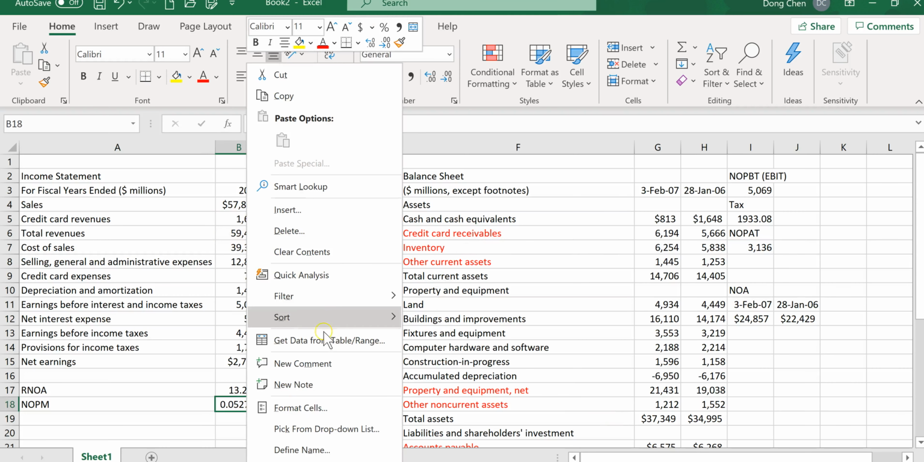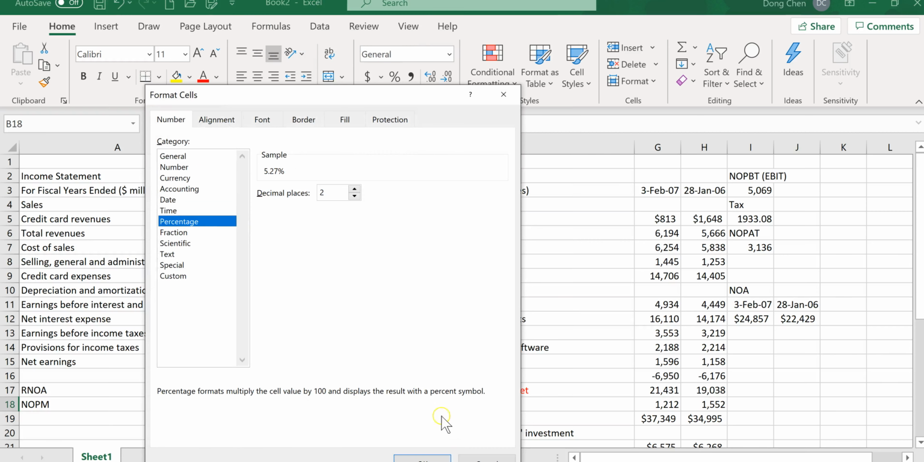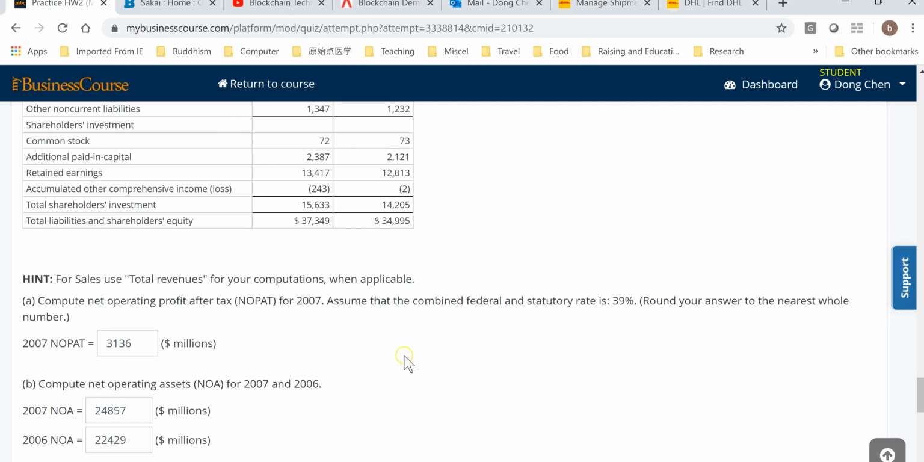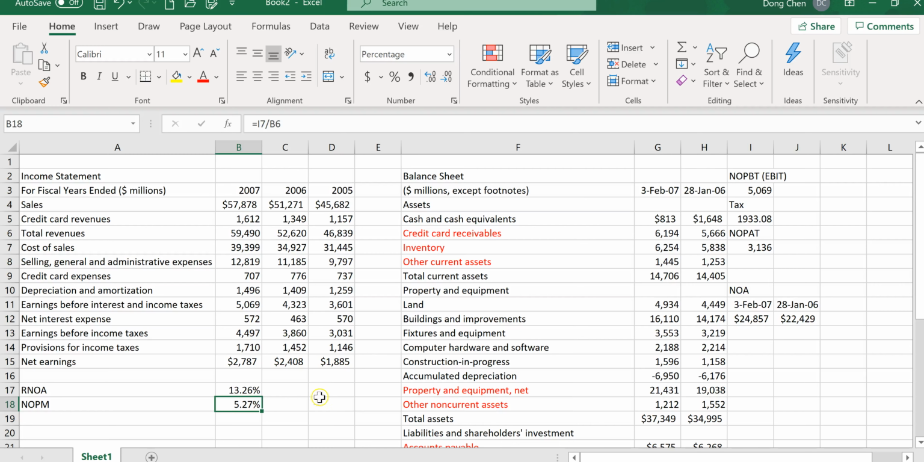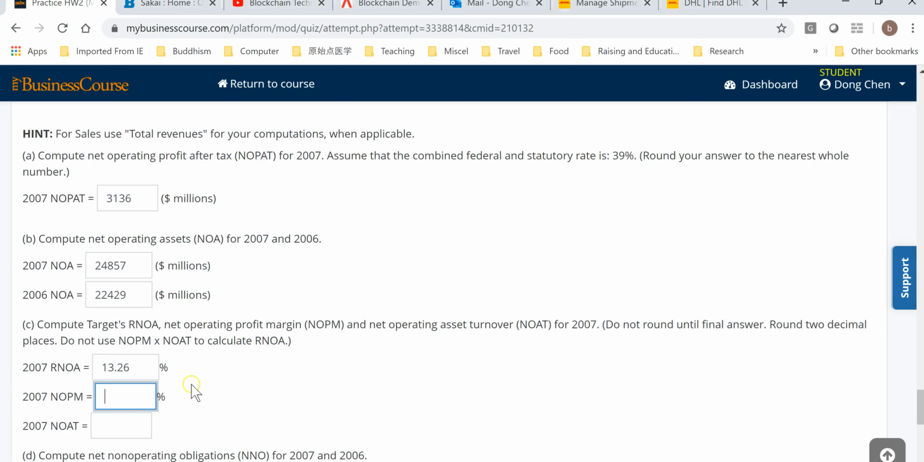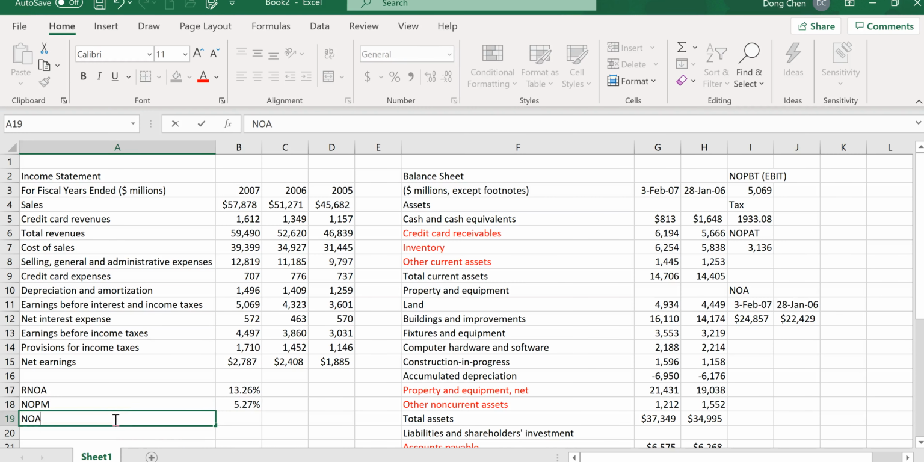And again, I want to change this to percentage terms and keep 2 decimal places according to the rounding requirement here. I believe that's right, round to 2 decimal places. So just copy the number here, 5.27, and then NOAT, that's the net operating asset turnover.